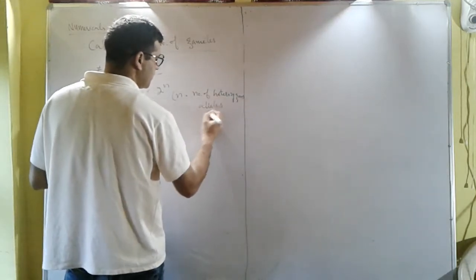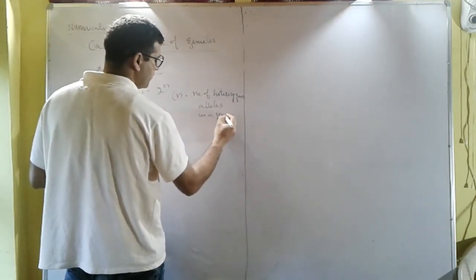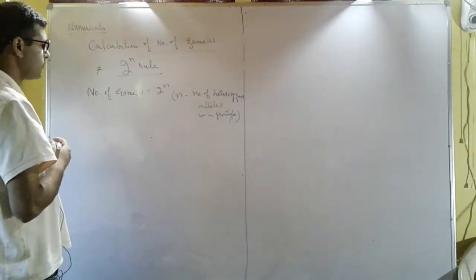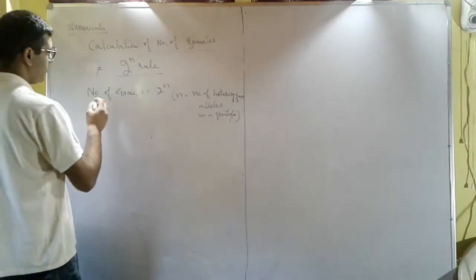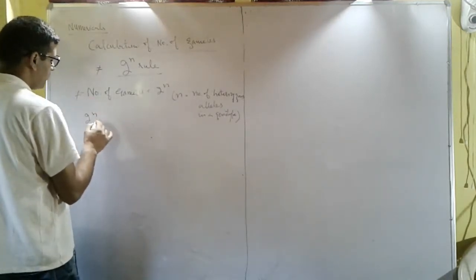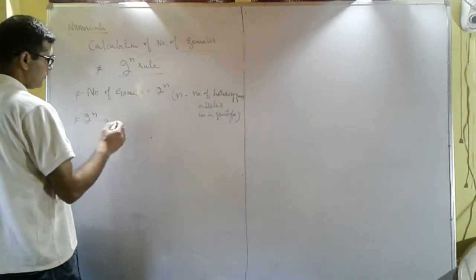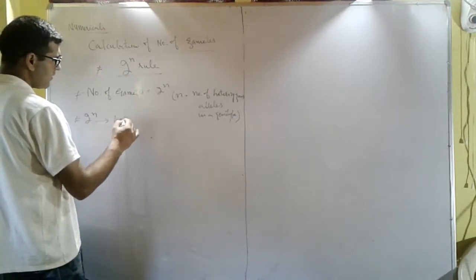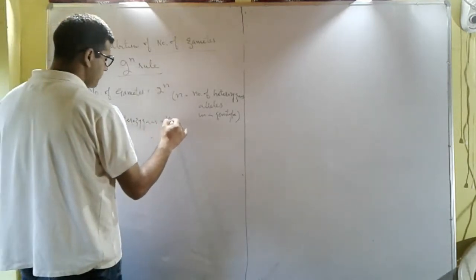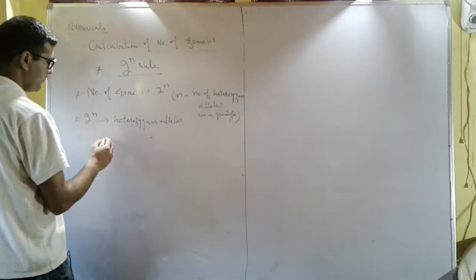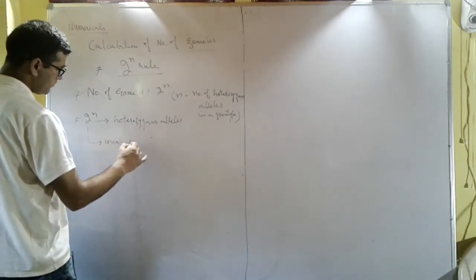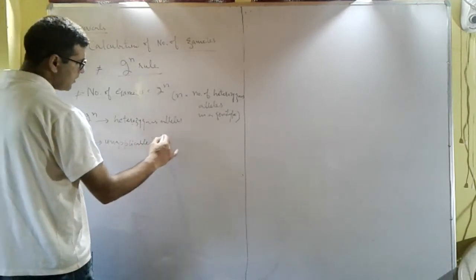Number of heterozygous alleles in a genotype. This 2n rule is applicable to heterozygous alleles, and the 2n rule is not applicable on homozygotes.